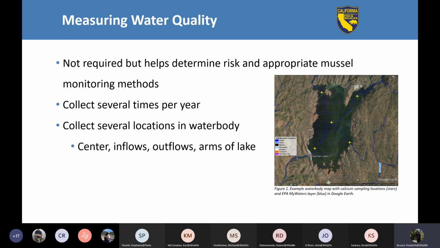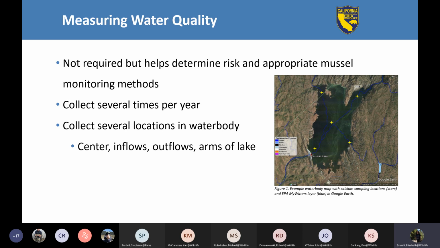So first of all is measuring water quality for calcium, pH, salinity, and temperature. Now I do need to make clear here, this is not required by state law, but it is helpful to determine your risk and your appropriate mussel monitoring. I don't have time to go into a lot of detail on it here, but if you contact me, I can certainly put you in touch with people in our program who can provide advice on this.